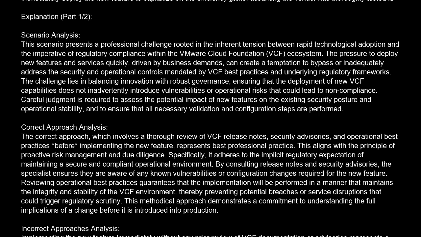This methodical approach demonstrates a commitment to understanding the full implications of a change before it is introduced into production. Incorrect approach analysis. Implementing the new feature immediately without any prior review of VCF documentation or advisories represents a significant regulatory and ethical failure.